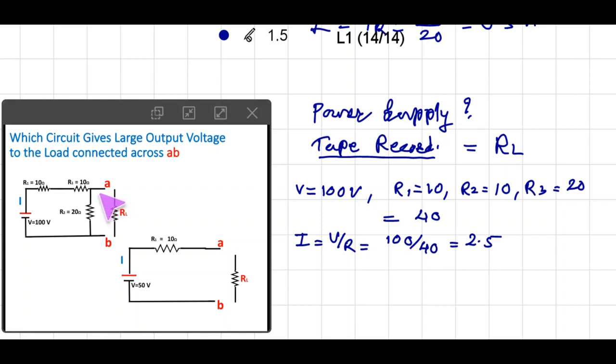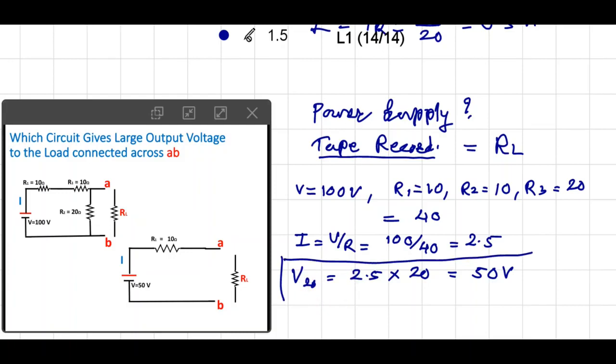Now what will be the voltage across this? Voltage across the 20 ohm resistance is equal to I, that means 2.5 into R, that is 20, and that comes to 50 volt. Note that the voltage across terminals A, B is equal to 50 volt. So this circuit is providing 50 volt. Look at this other circuit.